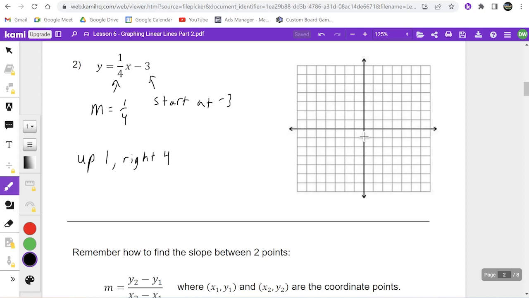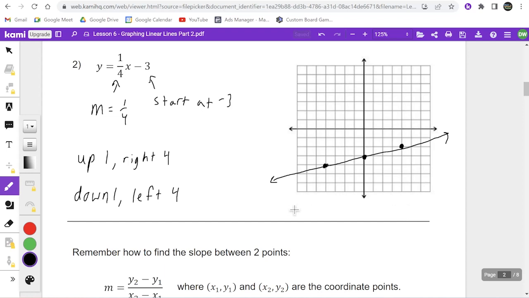So negative 3, that's down here, 1, 2, 3. And then up 1, right 4. Up 1, 1, 2, 3, 4, that point right there. And then you could also do down 1, left 4. That would work as well. Down 1, left 4, 1, 2, 3, 4. And then again, we just draw a line connecting the dots. Beautiful. You should have something that looks like this. Any questions on that one?